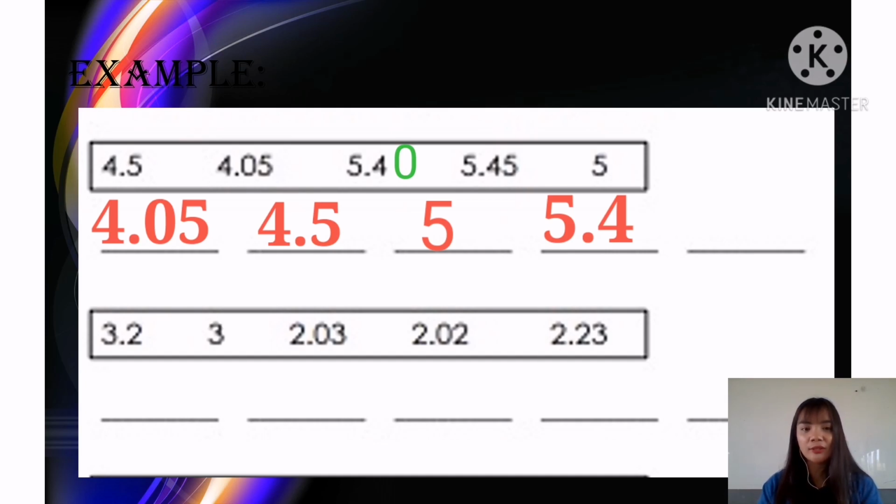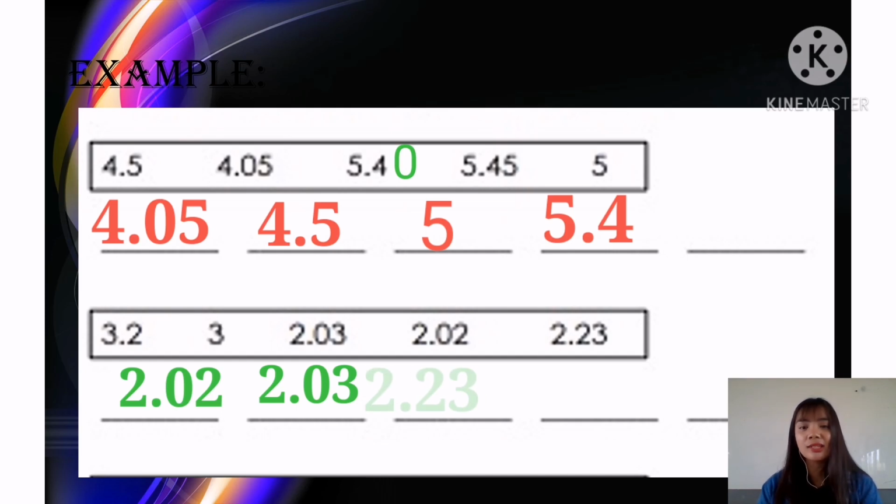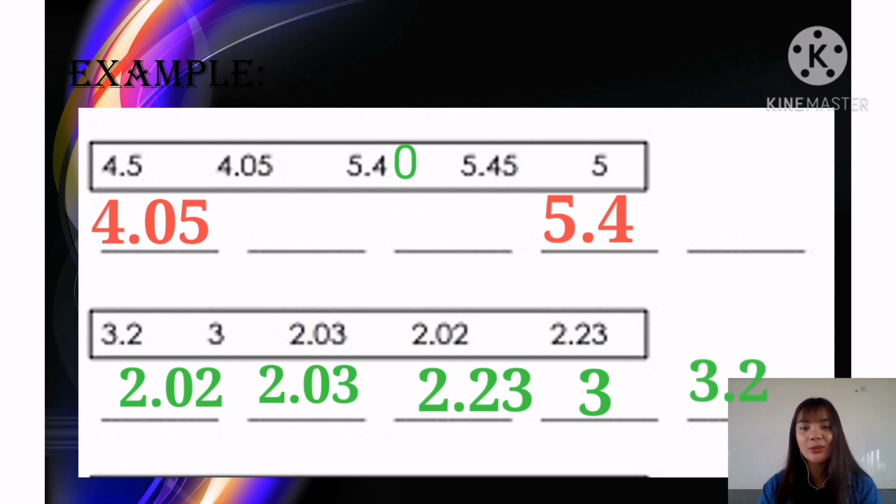We're going to start from 2.02. Then next we have 2.03. Very good. Then 2.23. Then next we go to the whole number, which is 3. Then the highest number there is 3.2.